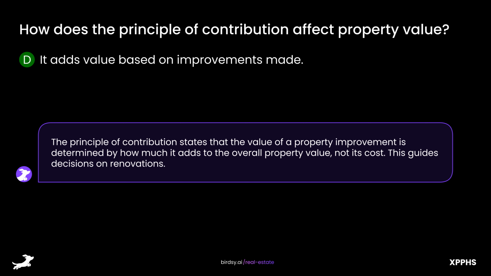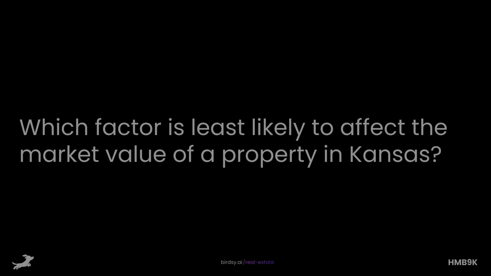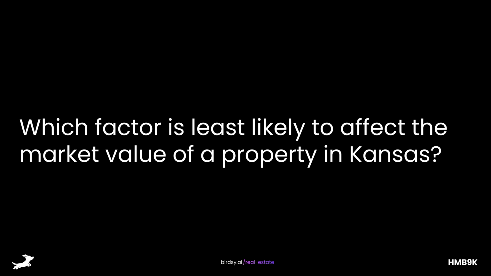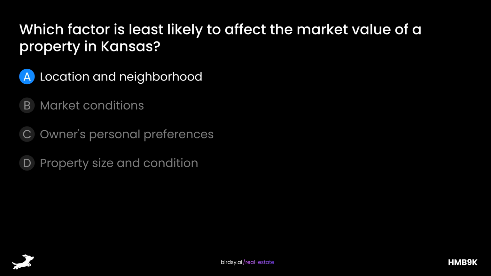The principle of contribution states that the value of a property improvement is determined by how much it adds to the overall property value, not its cost. This guides decisions on renovations. Which factor is least likely to affect the market value of a property in Kansas? Is it A, location and neighborhood, B, market conditions, C, owner's personal preferences, or D, property size and condition? The answer is C, owner's personal preferences.